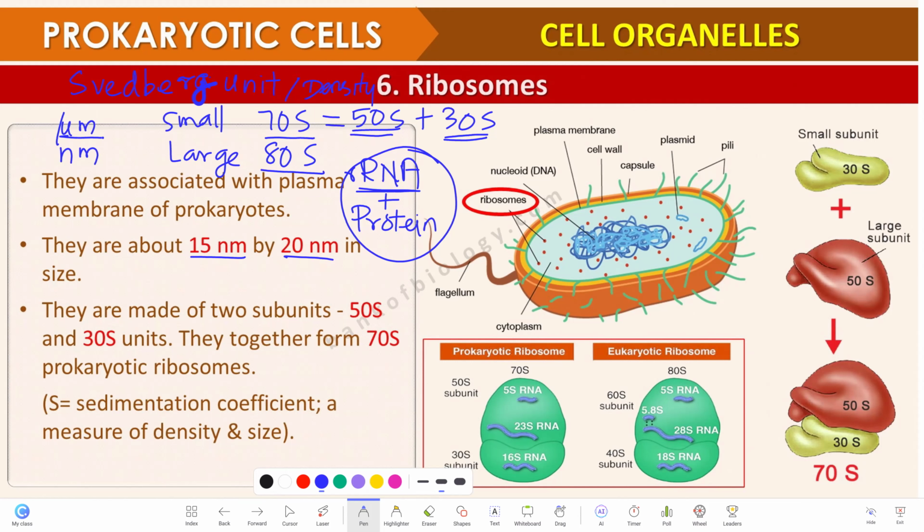Anyway, so what are two things? Micrometer, nanometer. Nanometer is smaller than micrometer. Okay, fine. So this is it.